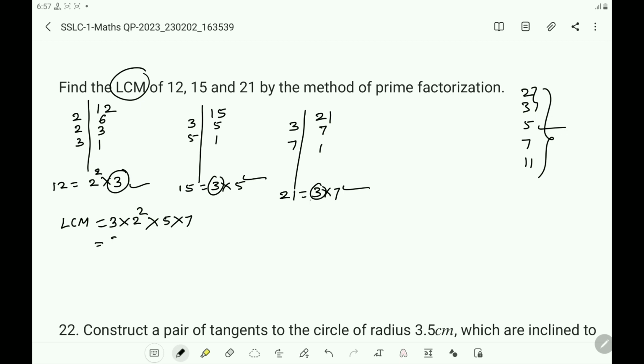Then you write 3 into 2 power 2, which is 4, into 5 into 7, which equals 3 fours are 12, 12 fives are 60, 60 into 7 is 420.